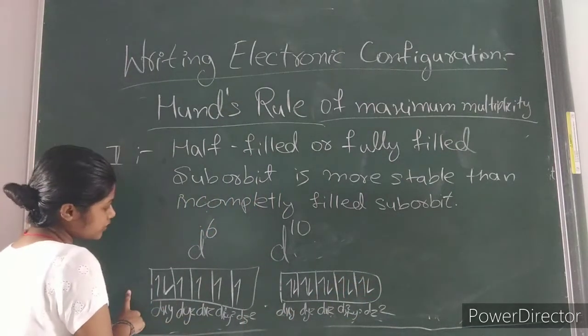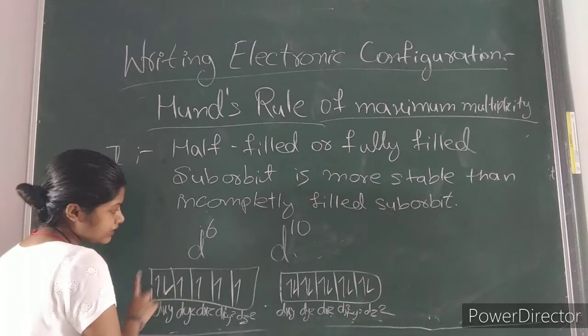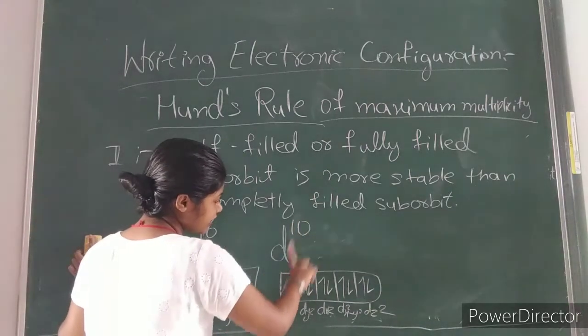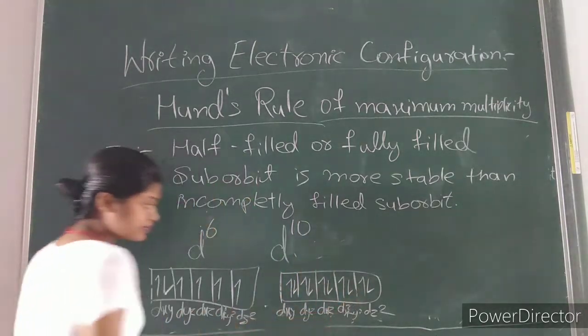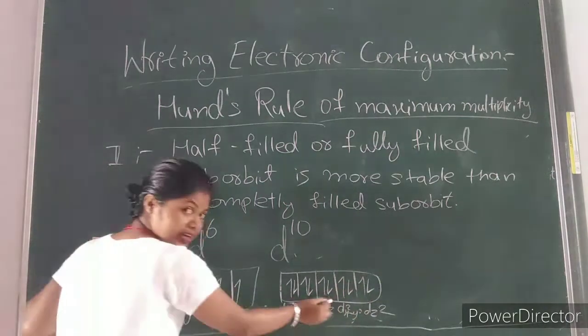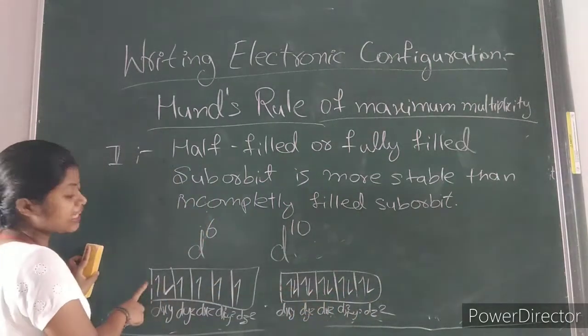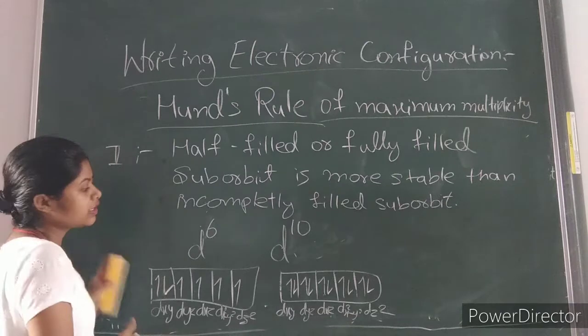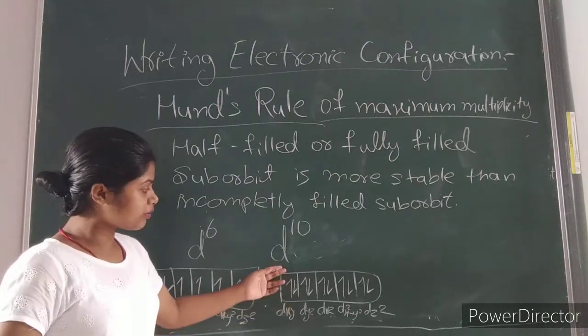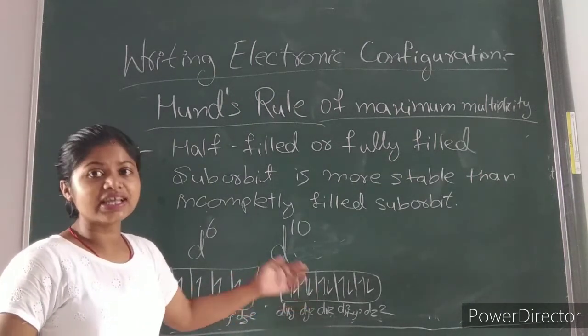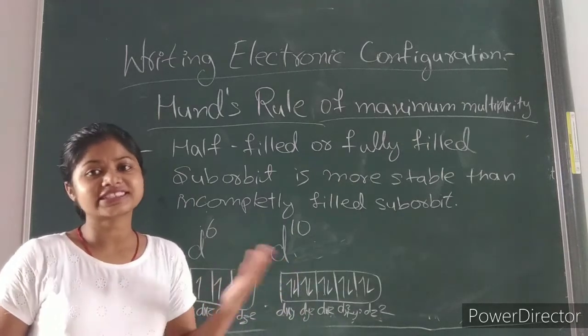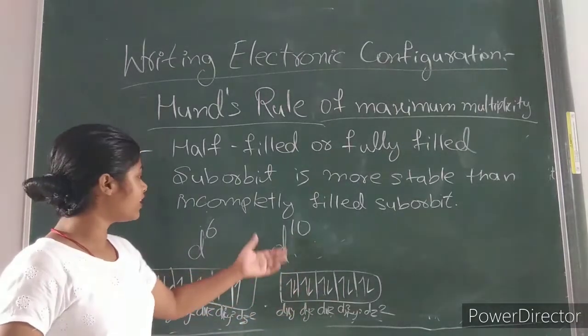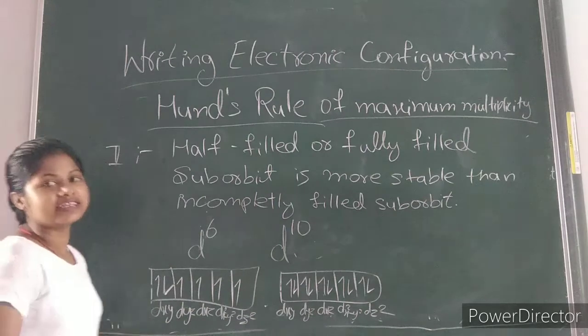Now here, students, you can see there is less symmetry in D6 and there is symmetry in D10. It is a completely filled D suborbit versus an incompletely filled D suborbit. So a completely filled D suborbit has higher symmetry, and symmetry leads to greater stability. That's why D10 will be more stable than D6.